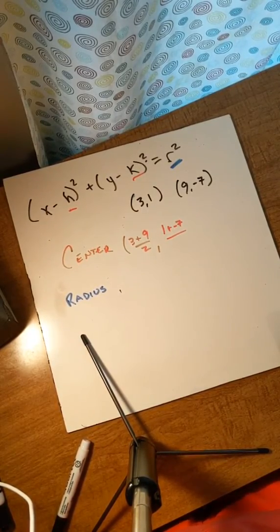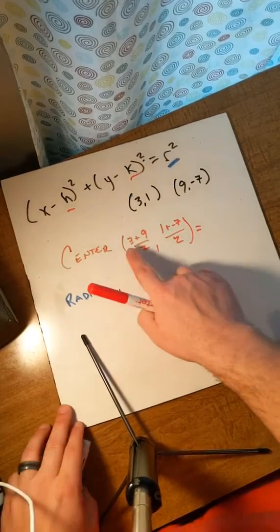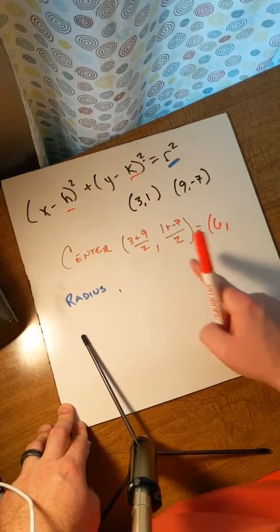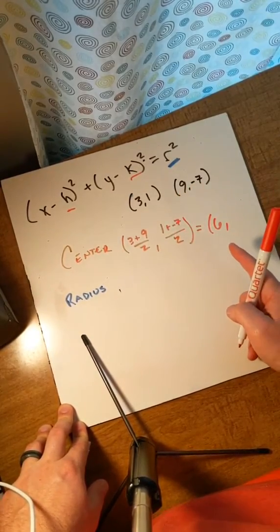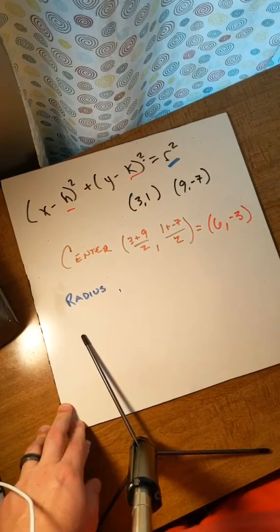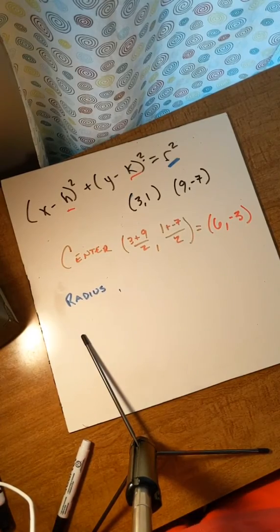Okay, I'll try to not make that mistake again here. All right, so for the center, we add them up. 3 plus 9 is 12, divided by 2 is 6. 1 plus negative 7 is negative 6, divided by 2 is negative 3. So there is the center, that is 6, negative 3.